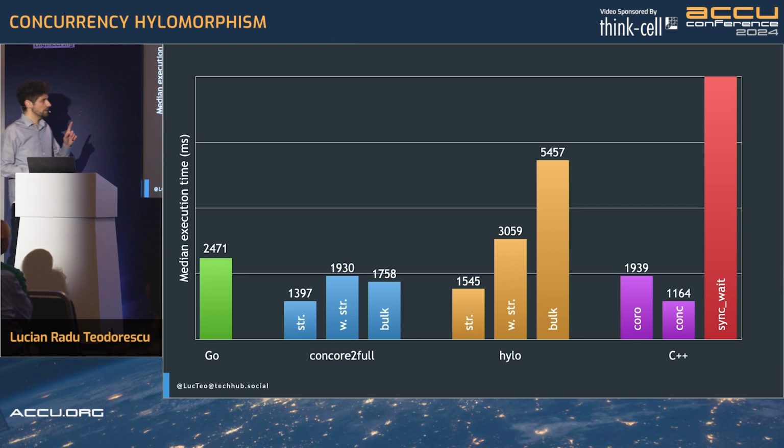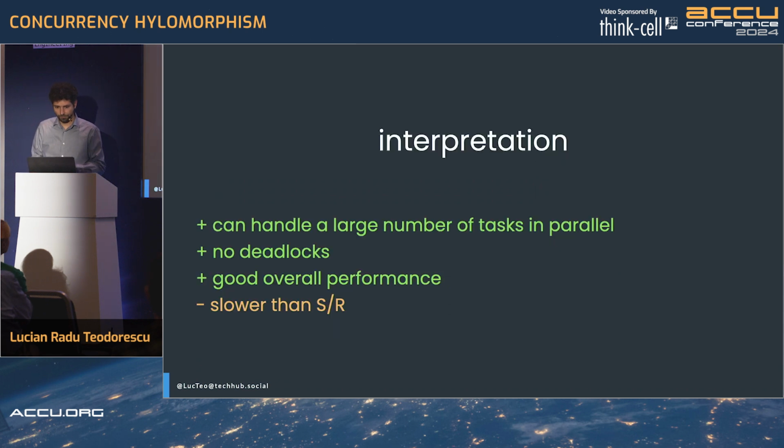So that's really nice because this model doesn't have any deadlocks and you can't make it deadlock. Right, so the interpretation for this early benchmark is that it can handle a large amount of tasks in parallel. That's what we wanted to check. We don't have any deadlocks, so that's a good sign. We have good overall performance, right? Our first implementation was pretty fast, but it's slower than sender receiver, by 20%, which I would see as a good sign.